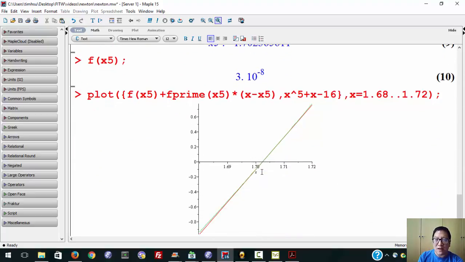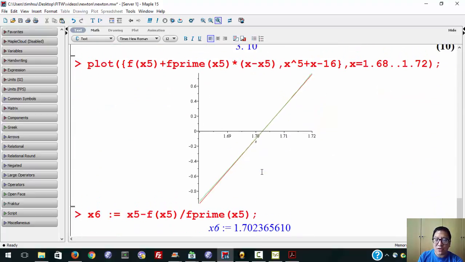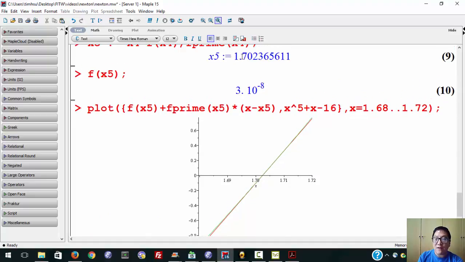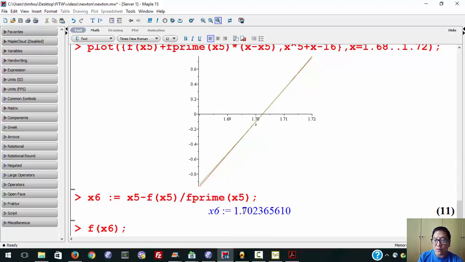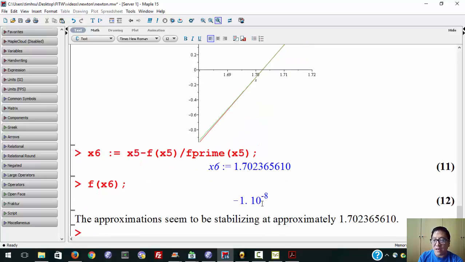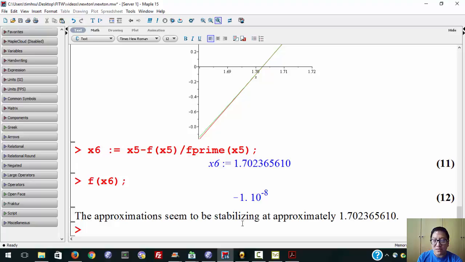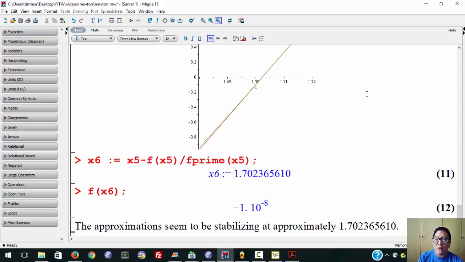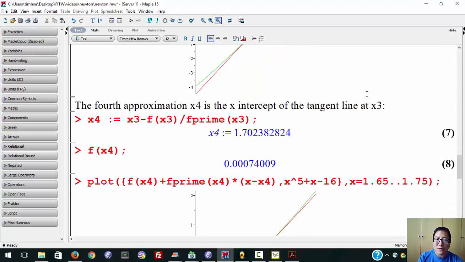But just to make sure, one more time, we're going to get a sixth approximation. And as you can see, x5 was 1.7023656111, and x6 is 1.7023656110. So it really hasn't changed very much at all. I mean, f of x6 is even better. It's minus 1 times 10 to the minus 8th. But I think, at least for our purposes now, we can pretty much say we're done. Because our approximations seem to be stabilizing at around 1.7023656110. So fine. That's roughly a solution to what was it you were trying to do?